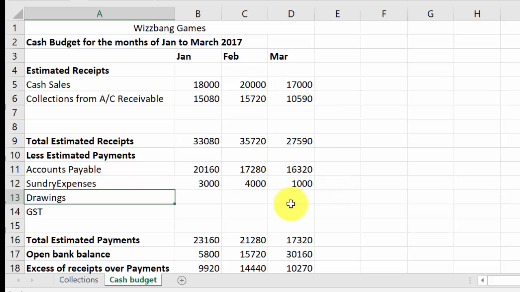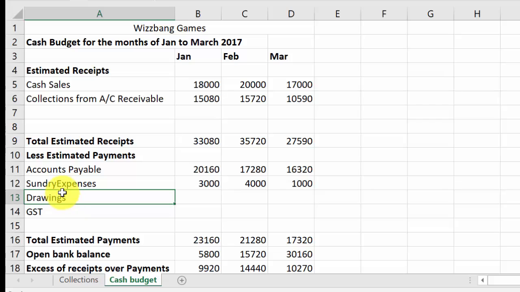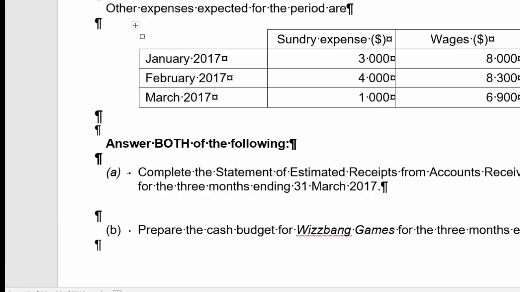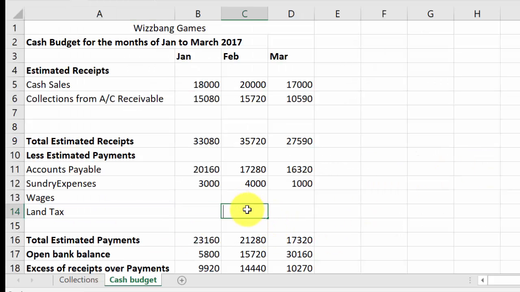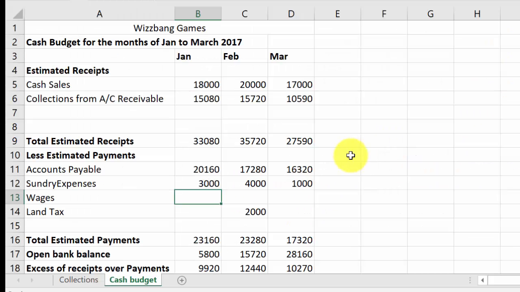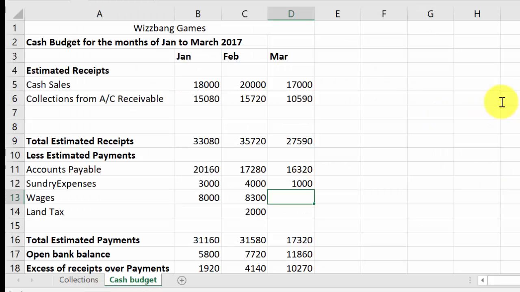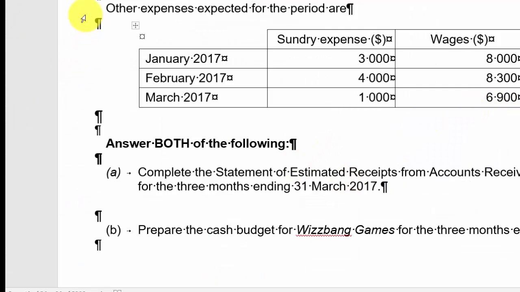We've got wages, and we've got land tax to pay. But you've got to be careful with the land tax because it's just in a particular month, which is 2,000 in February. So I'm putting that in. And I've got 8,300, and lastly 6,900. Okay, now I've dealt with all of that.